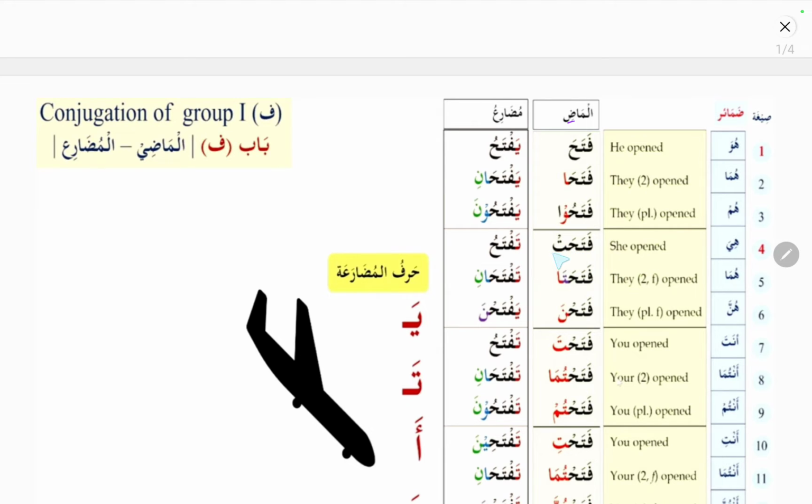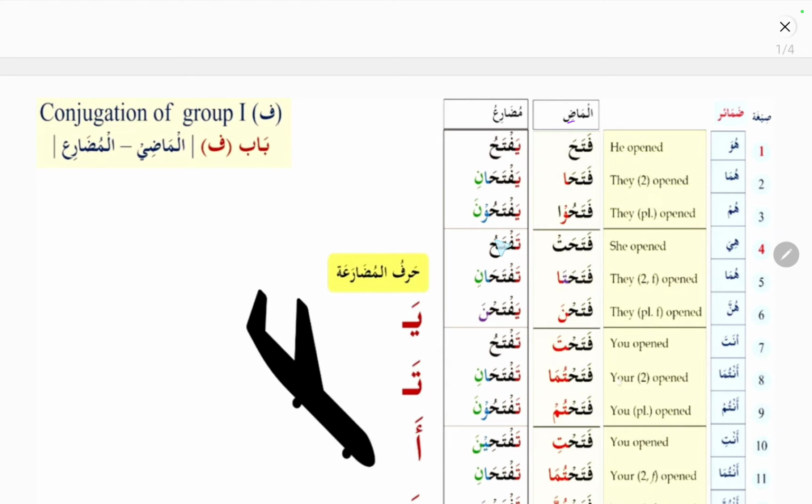So just by adding an open ta, we can convert the masculine verb into a feminine form. Similarly, if we take Fi'lul Mudari, here yaftahu is there. Yaftahu means he opens, or he is opening, or he will open. So in order to make this yaftahu into a feminine form, just change this ya sign into a ta. That means taftahu.